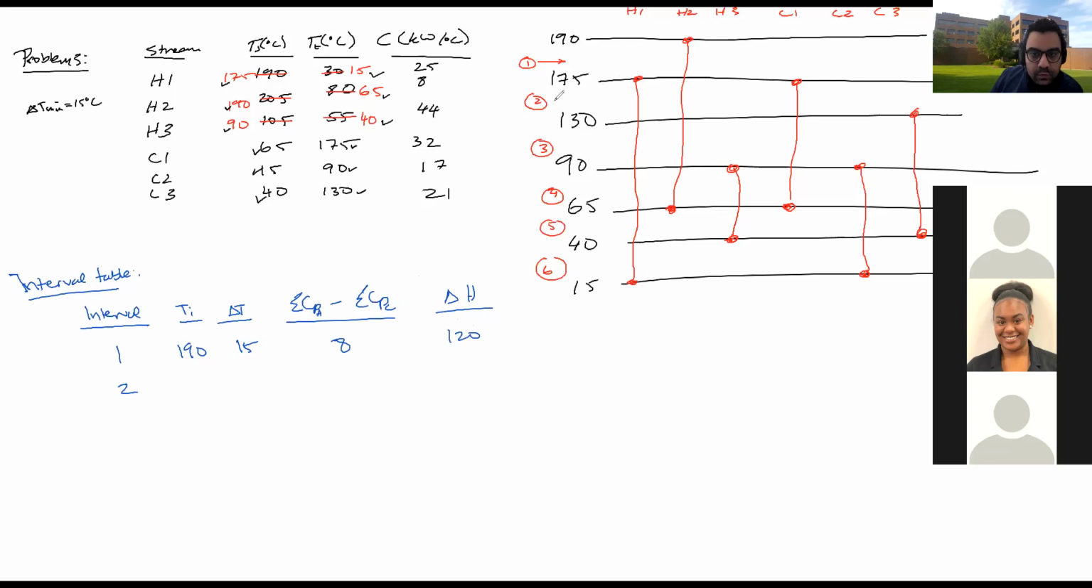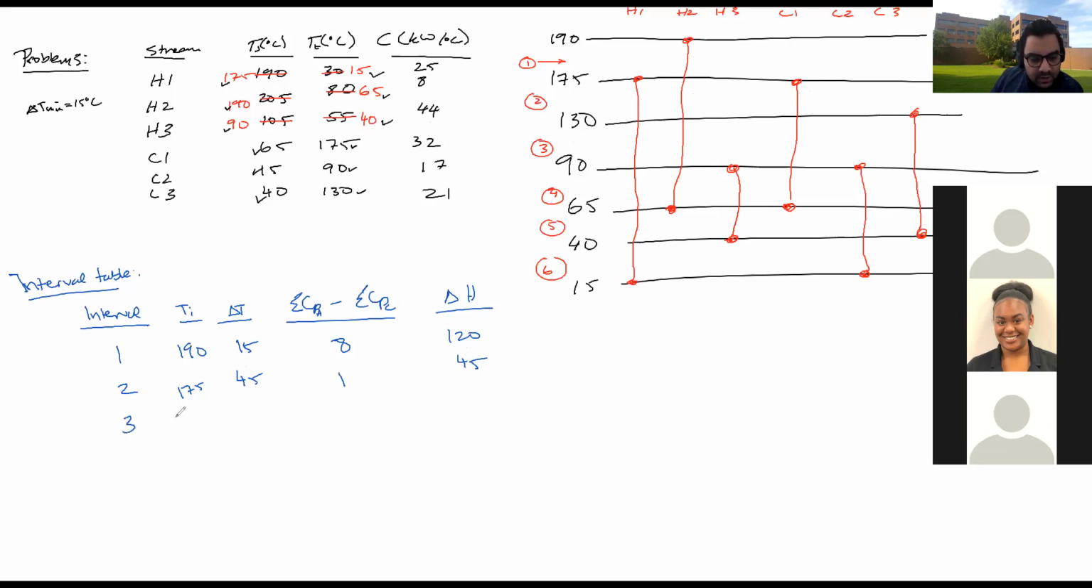Okay, interval 2, the initial temperature is 175. The delta T of this interval, 175 minus 130, is 45. Summation of Cp hot minus summation of Cp cooled, I have H1 and H2, so 25 plus 8 minus C1, which is 32. So this value is 1, so delta H in this case is 45.